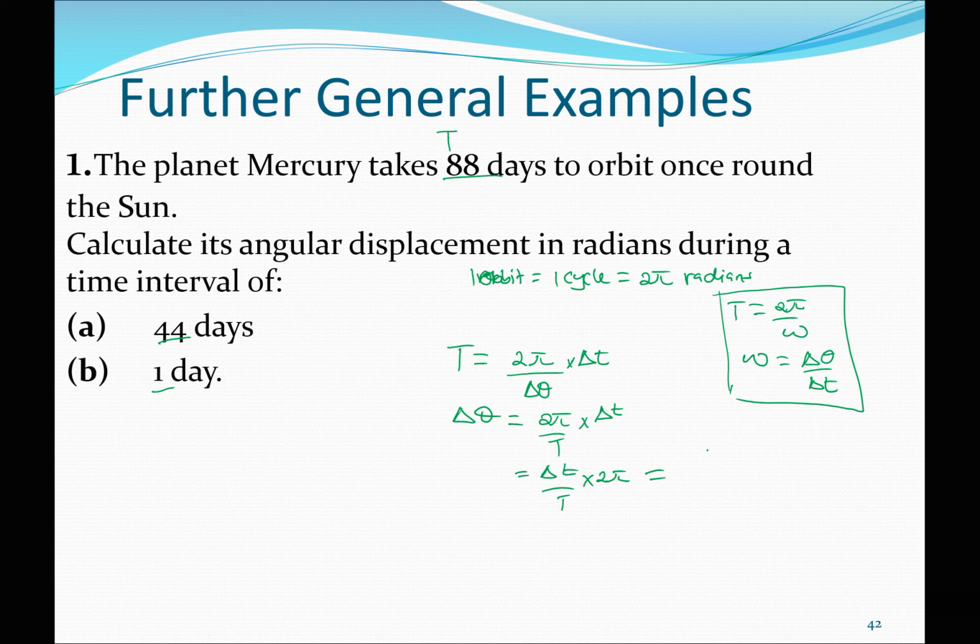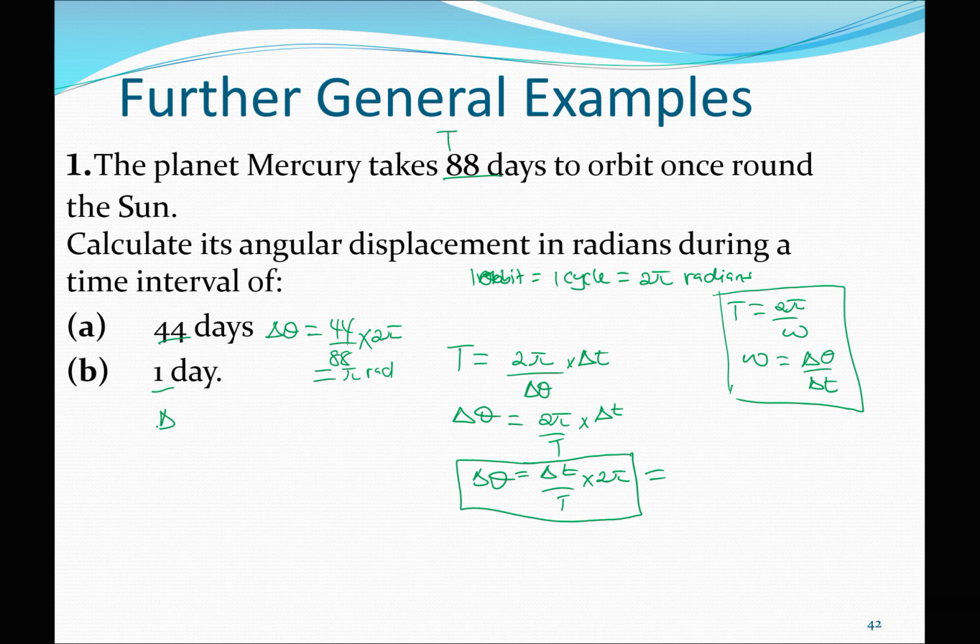So I'll just substitute for the first one, a. For a, delta theta is going to be equal to t, which is 44, divided by capital T, which is 88, then times 2 pi. So this is going to be equal to, I think, pi. It is a half times 2 pi, which is pi radians, or 3.14.